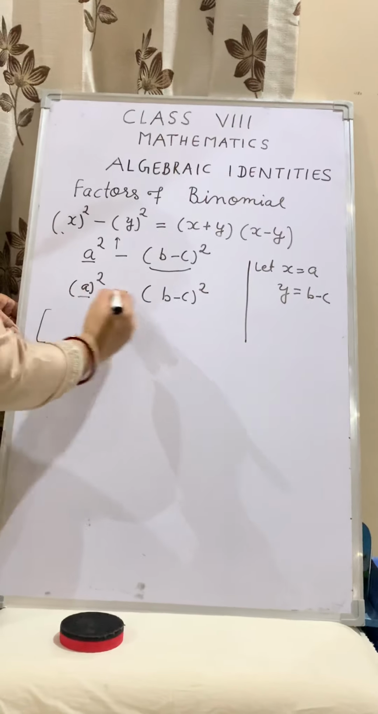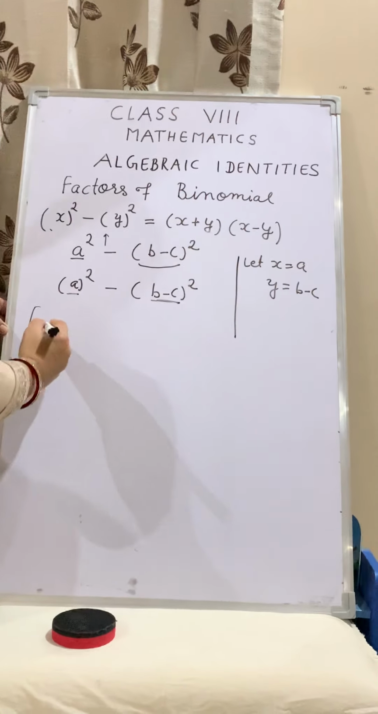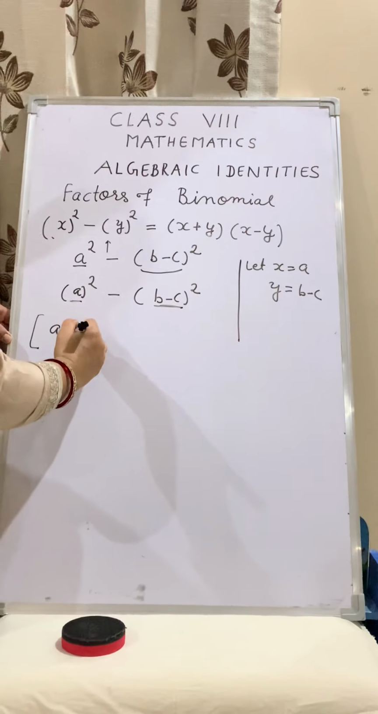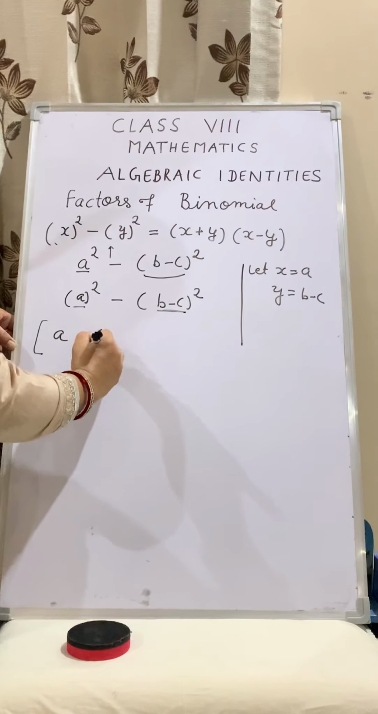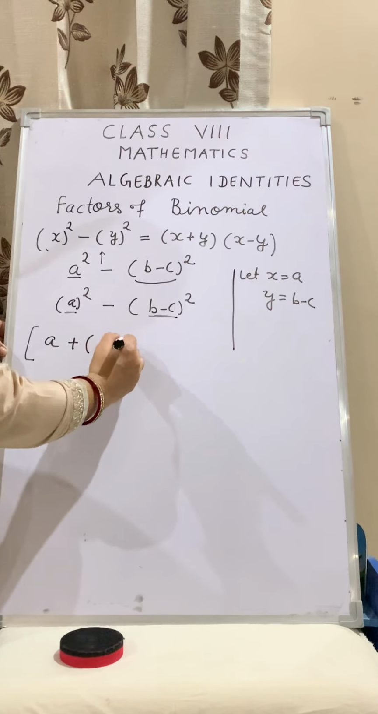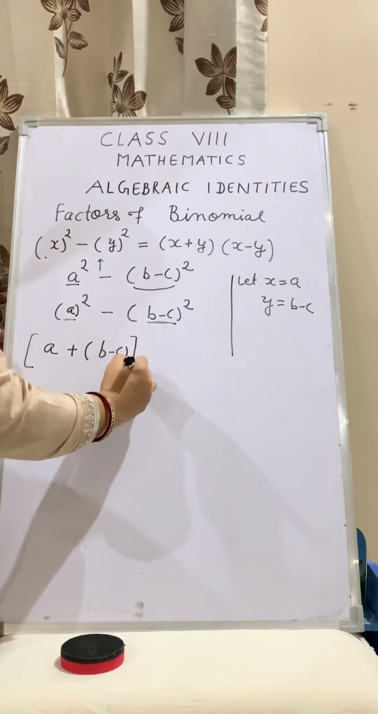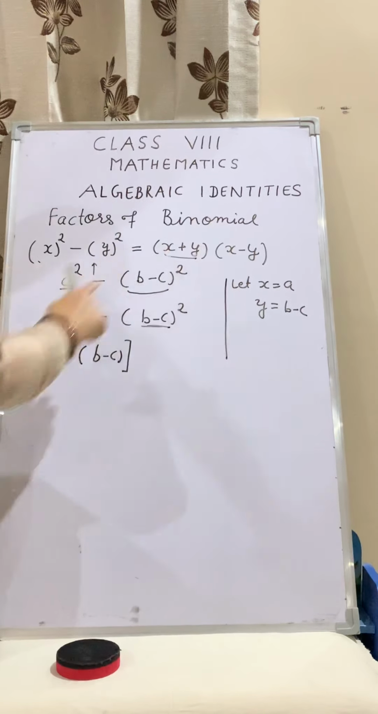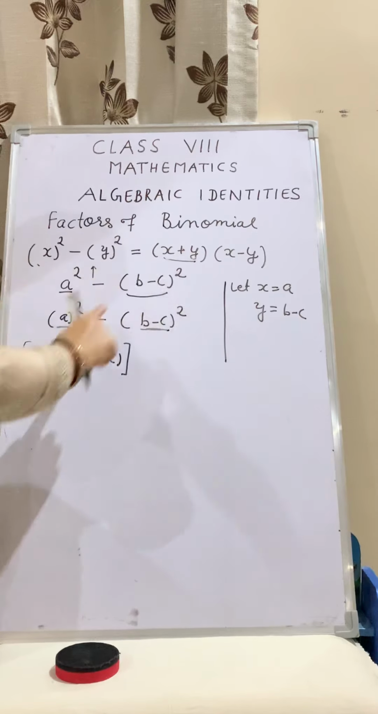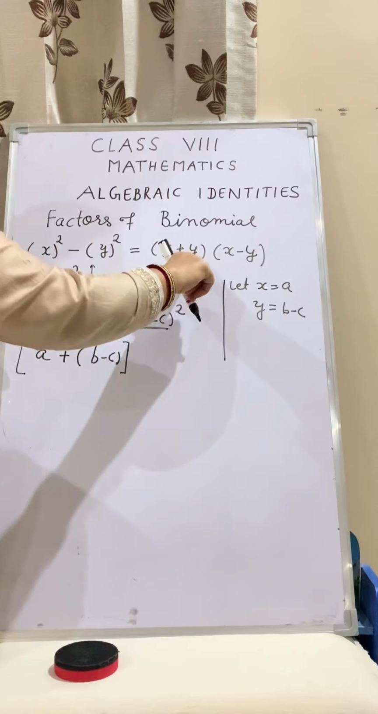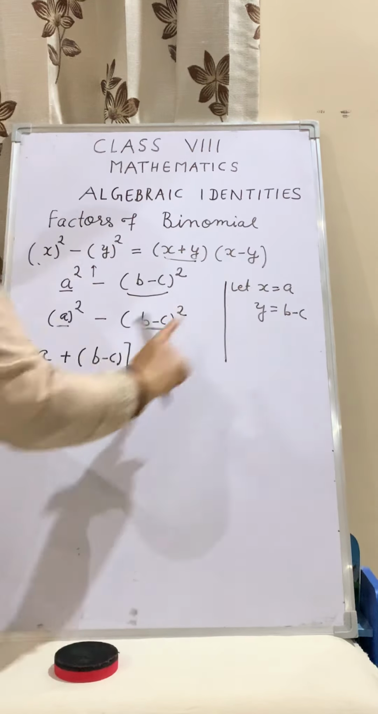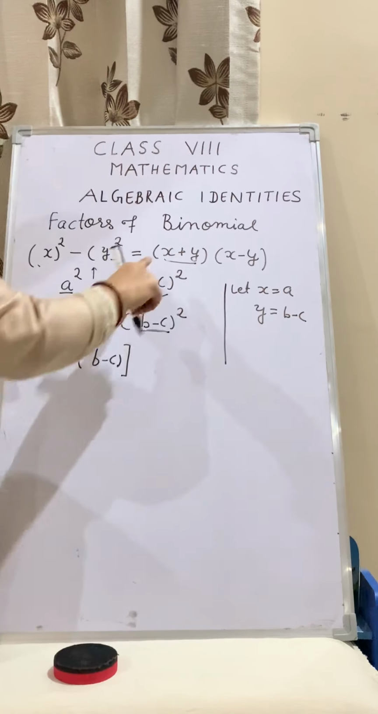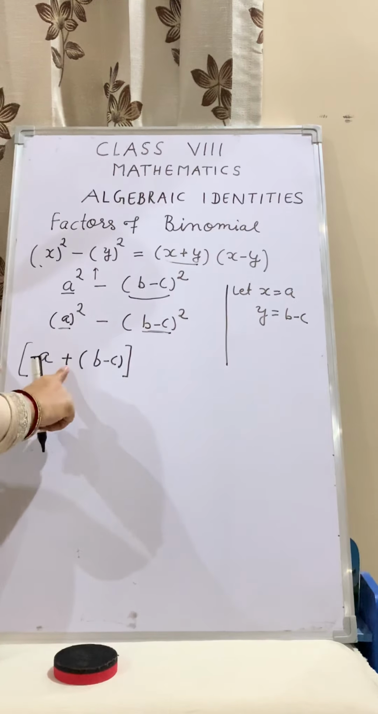It is the first, it is the second. You can write a plus. What is the second? It is a binomial, so you have to write it in bracket. It is the first factor: x is a, here it is plus. What is y? Y is b minus c. So you have to write x plus y, it means first plus second.